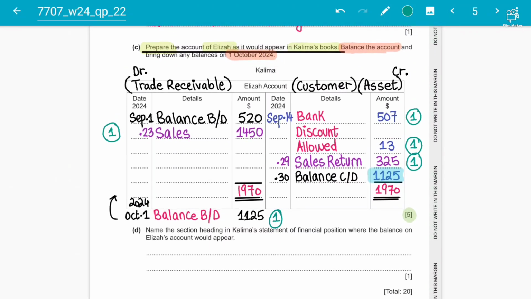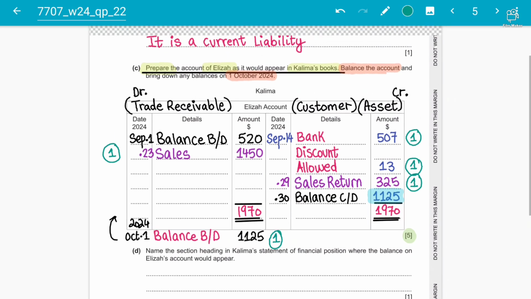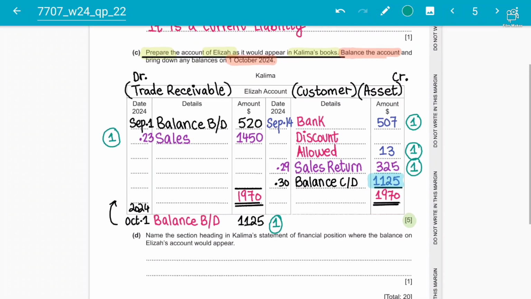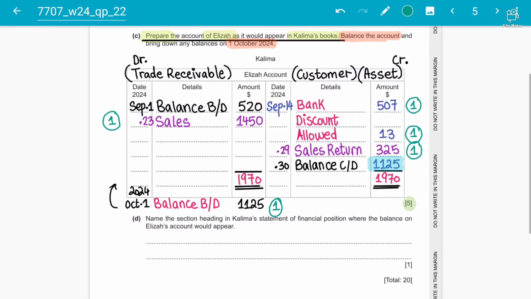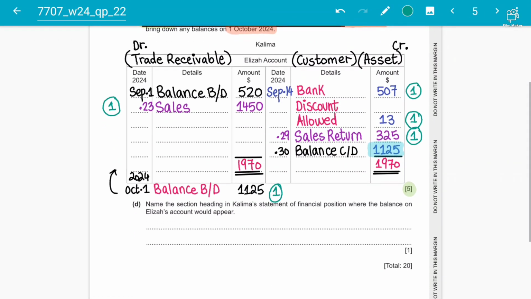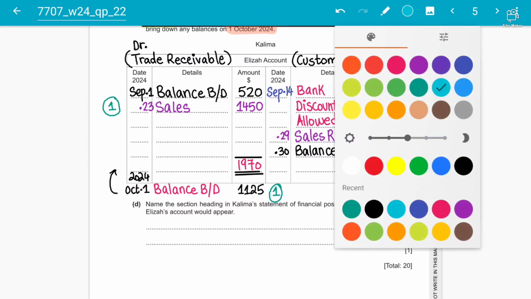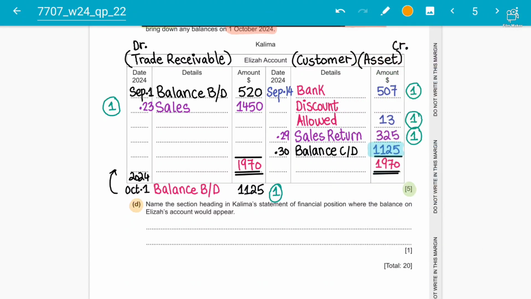Students are always confused with is it a receivable account, customer account, supplier account, trade payables. Be very careful about it. Think from the perspective of Kalima that this Aliza is a customer to her, and she will be making payments and we will be receiving in the next month as well $1,125. With this we finish off the question with 1 mark left, total to 20 marks.